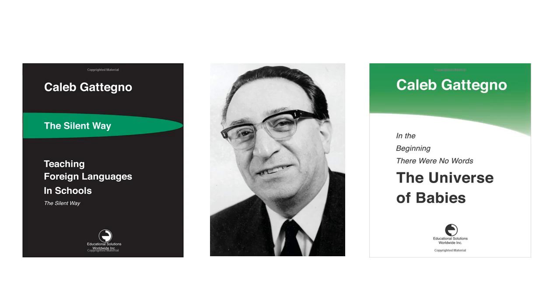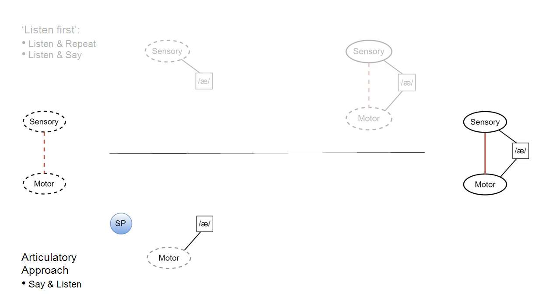His methodology for teaching pronunciation was what led him to name his language learning approach the silent way, and it has been used by silent way teachers for over 50 years. It's an articulatory approach. The order of events is not listen and repeat or listen and say, but say and then listen to what you have produced. In the first step, the social partner, now a teacher, induces motor experimentation on the part of the student.